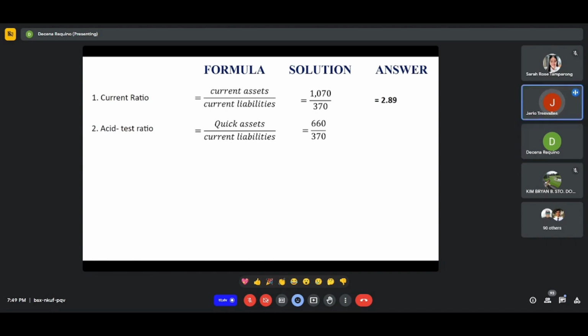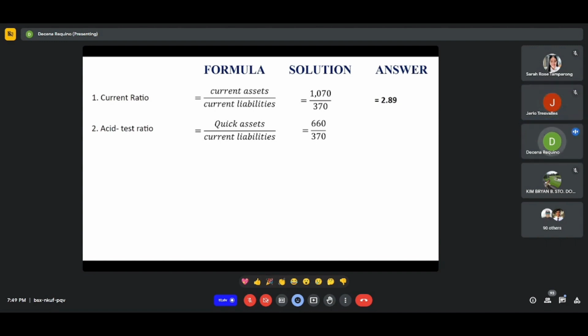Kasi mataas yung current ratio mo, 2.89. So parang ideally po, dapat more than 1, oo. So ideally po, hindi bababa sa 1 yan. Oo. So less than 1, negative na po yan para sa creditors po. Oo, parang mahihirapan ka lang magbayad. Hindi po, Prof. Salamat po.